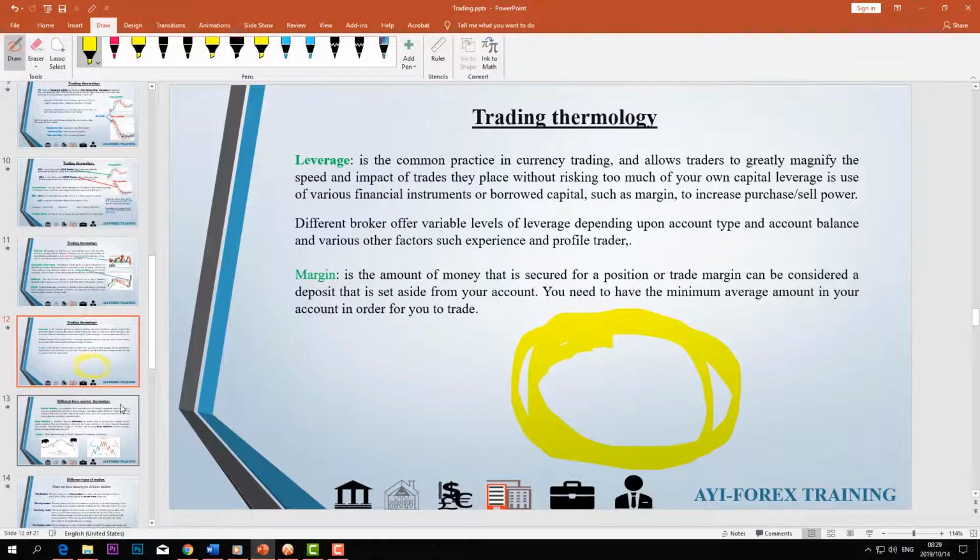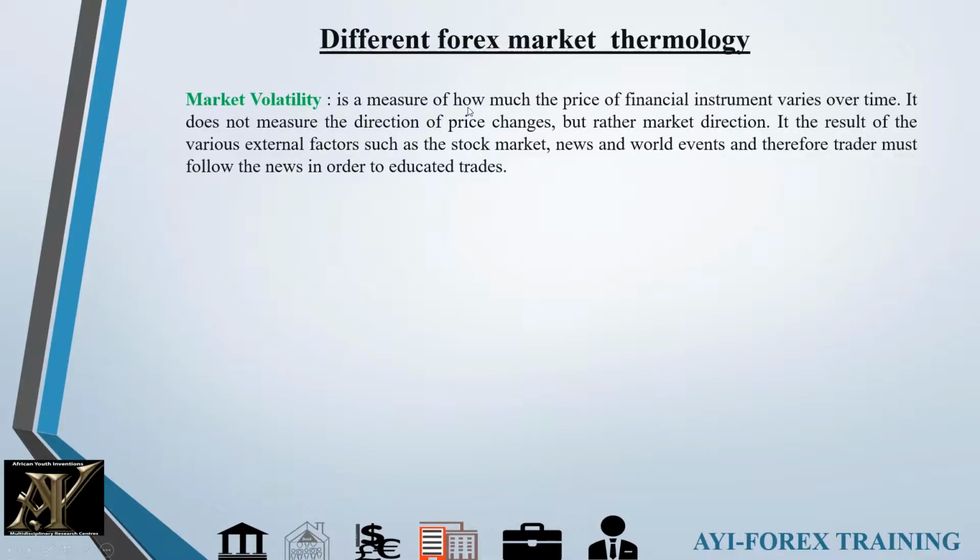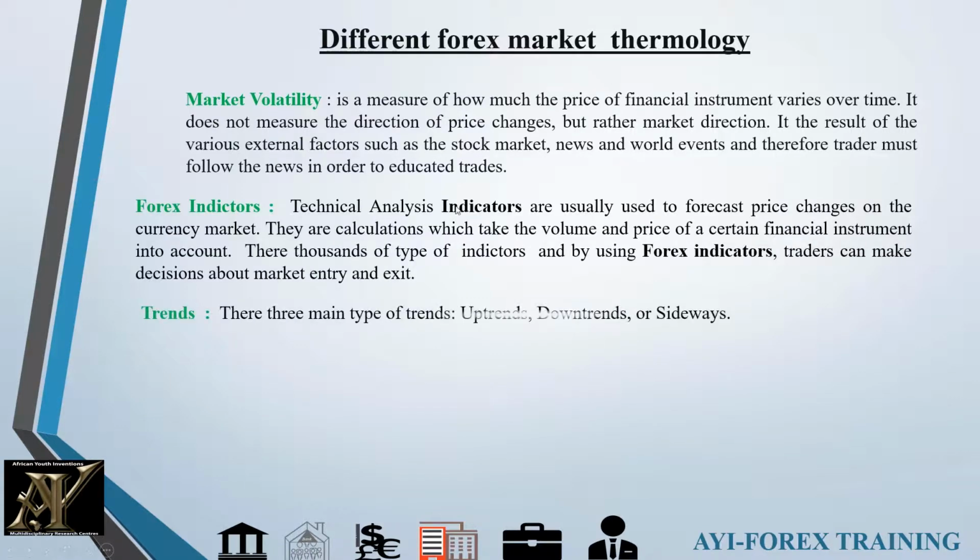Move on. Market volatility is a measure of how the price of financial instruments varies over time. It does not measure the direction of the price change. It is the result of various external factors such as the stock market, news and world events, and therefore traders must follow the news in order to educate themselves. So this is very important. You must follow Forex indicators.